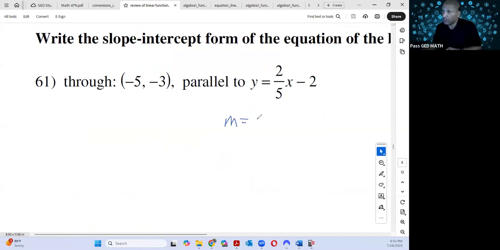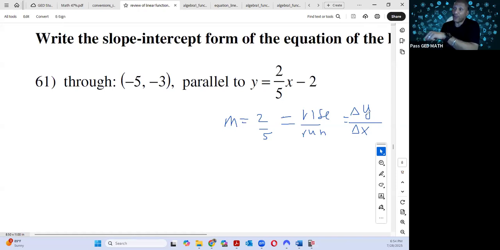I know my slope is 2/5, the same as my rise over my run. My rise has to do with my change in y, and my run has to do with my change in x. So my y changes by +2, and my x is going to change by +5. Now I can get my second point. -5 plus 5 is 0, and -3 plus 1 is -1.